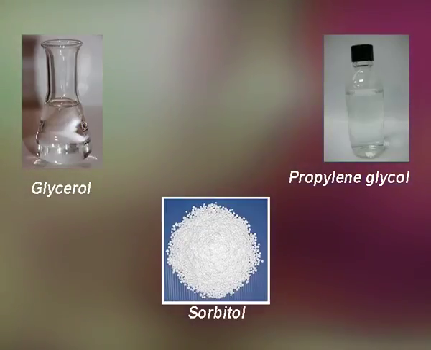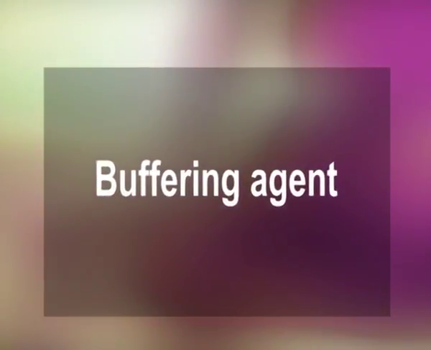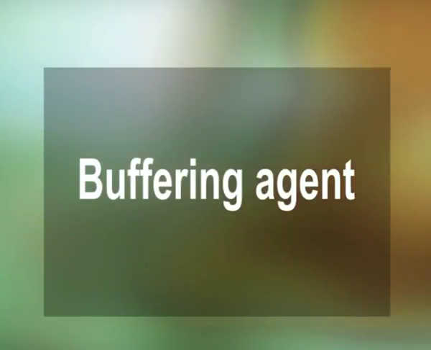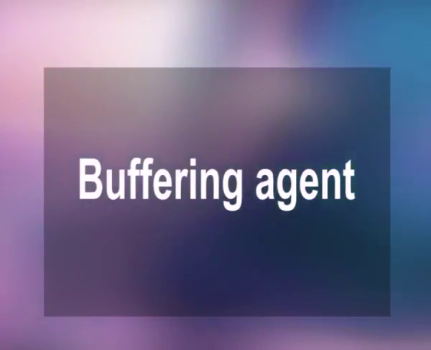Other co-solvents are sorbitol, glycerol and propylene glycol. It should possess a dielectric constant value between 25 and 80. Buffering agents. These are materials that, when dissolved in a solvent, help to resist any change in pH. The choice of a suitable buffer depends on the pH, acid or alkali, and buffering capacity required.